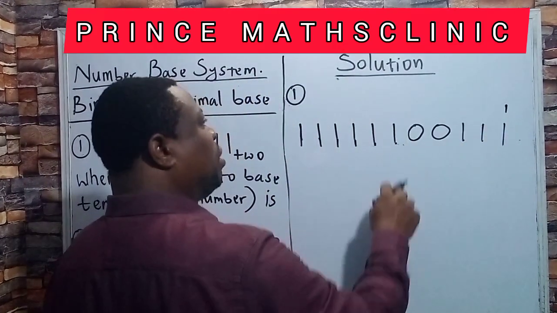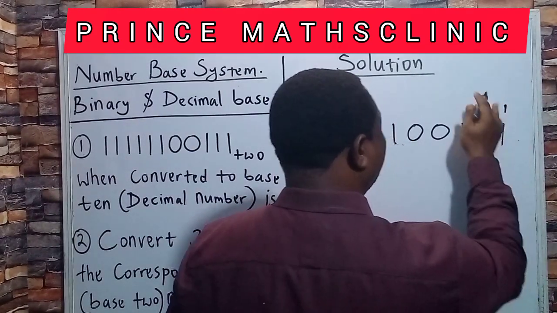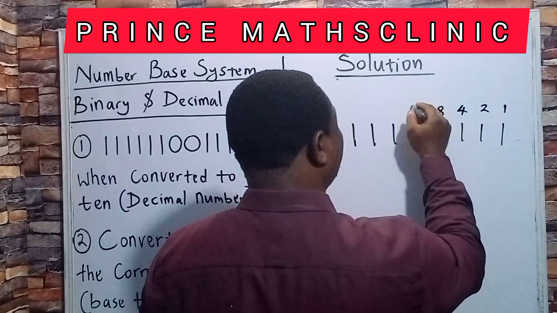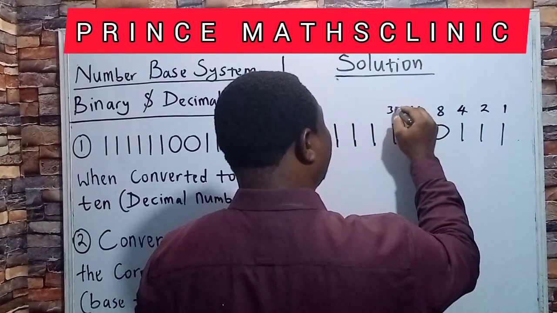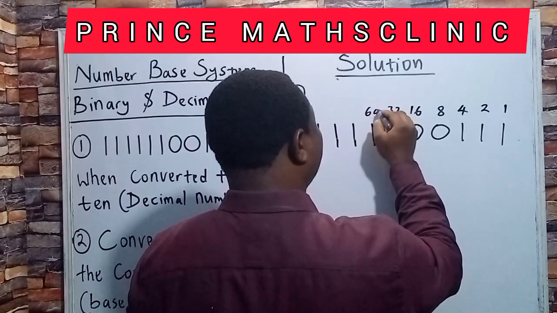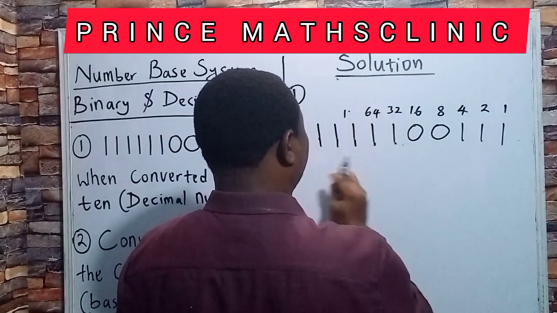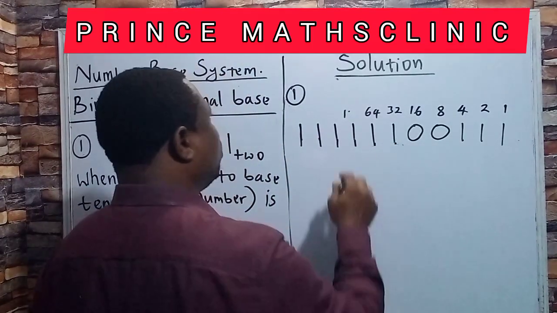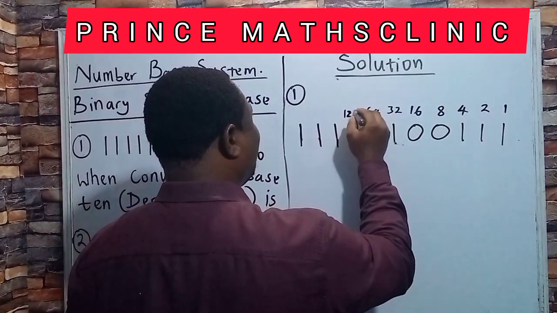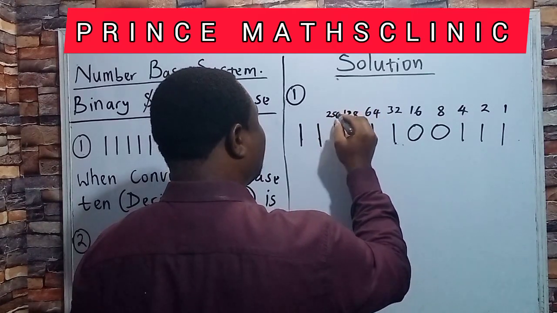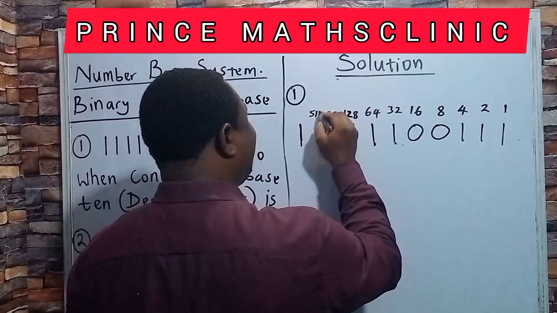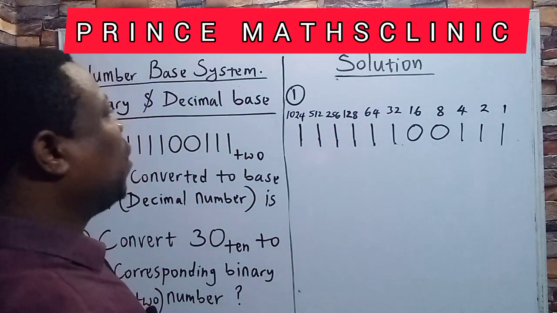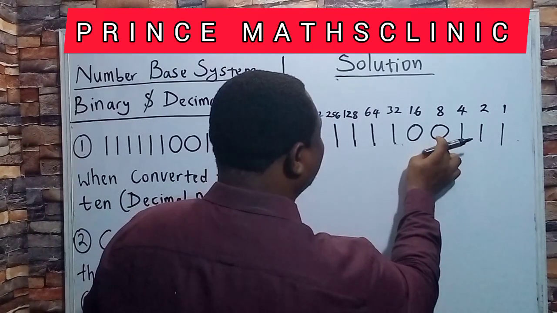Then you multiply it by 2, you get 2. You multiply it by 2, you get 4. Multiply it by 2, you get 8. Multiply it by 2, you get 16. Multiply it by 2, you get 32. Then you get 64. Then multiply it by 2, you get 128. Multiply it by 2, you get 256. Then multiply by 2, you get 512. Multiply by 2, you get 1024.